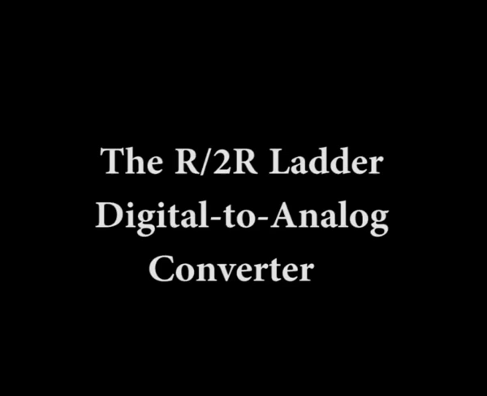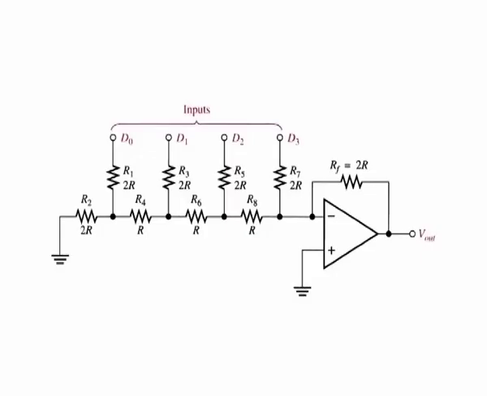The R/2R ladder digital to analog converter. Another method of digital to analog conversion is the R/2R ladder as shown in figure for 4 bits. It overcomes one of the problems in the binary weighted input DAC in that it requires only 2 resistor values.